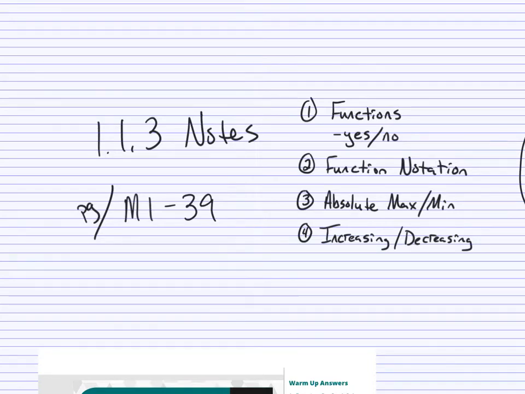The second thing is function notation, and then absolute maximum and minimums of graphs. And then you're going to tell me if a graph is increasing, decreasing, increasing then decreasing, or decreasing then increasing. We're going to be able to read a graph and use words like increasing and decreasing. These are the four things that by the end of this video, hopefully you will be able to do and understand fully.